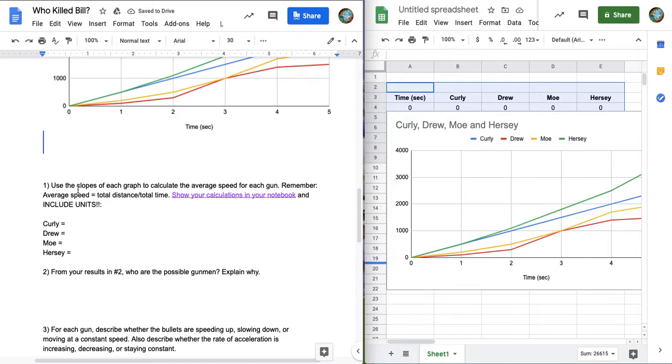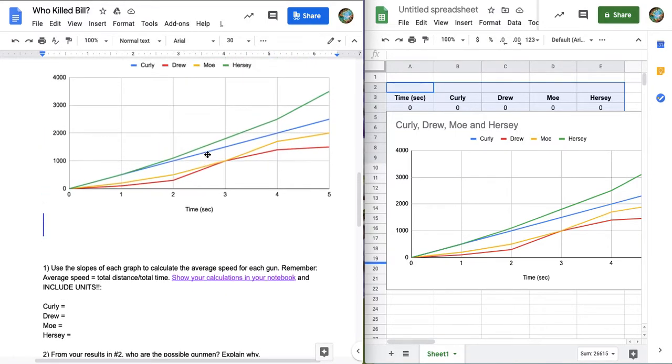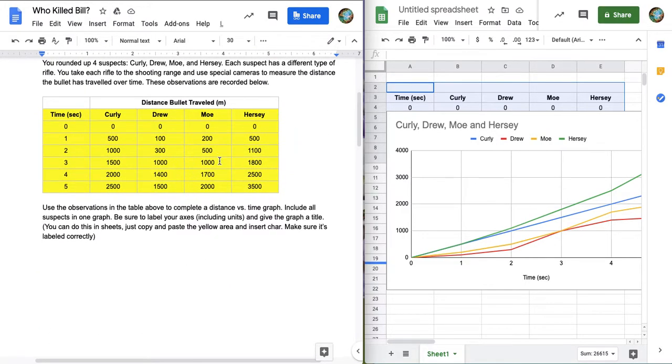Now the next step says use the slopes of each graph to calculate the average speed of each gun. Now that is a possibility, but I'm asking you also to remember that the average speed is the total distance over the total time. So that's all that you need to do. We're going to look at the total distance over the total time. We could do it by looking at the graph or looking at the data table.